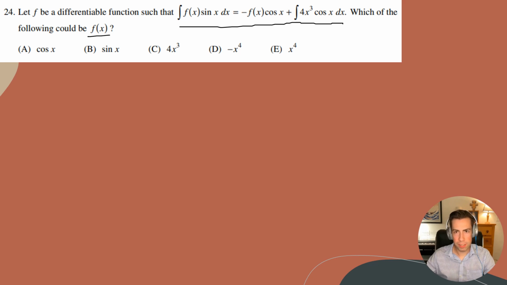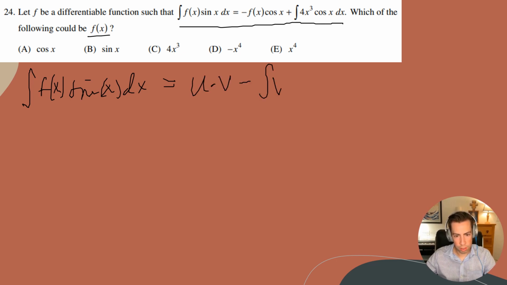Now, this might seem like a strange expression, but if you look closely, you can see that it's basically just integration by parts, right? So if you recall, we know that this whole expression here has to be equal to u times v minus the integral of v times du. Now all we have to do here is figure out what is u and what is v.